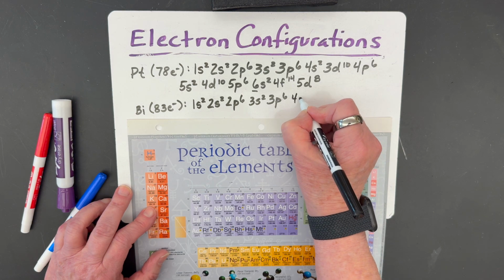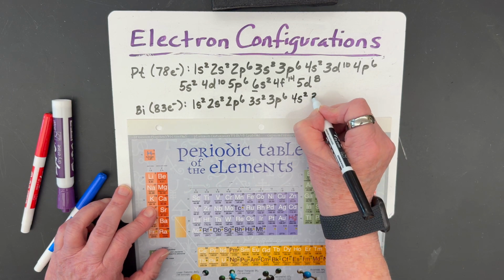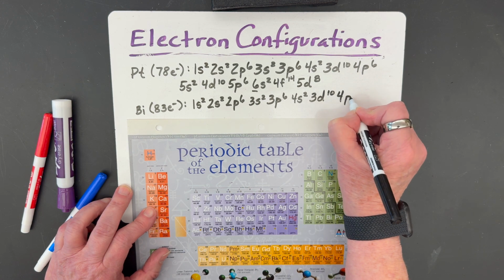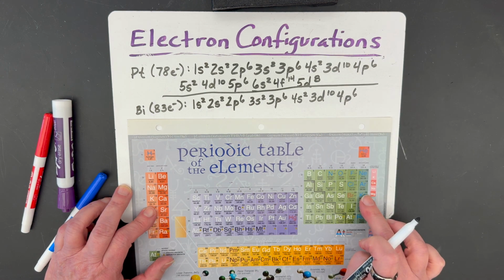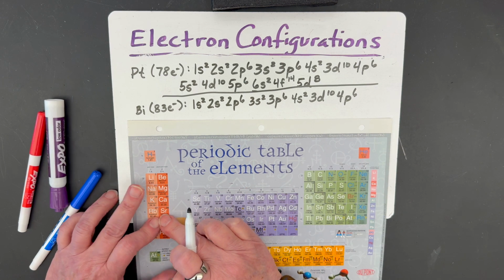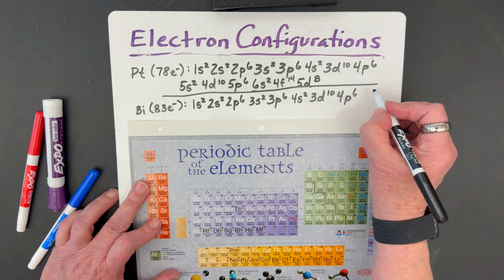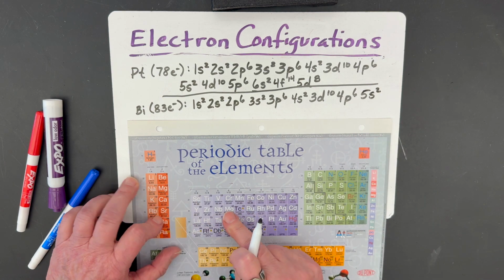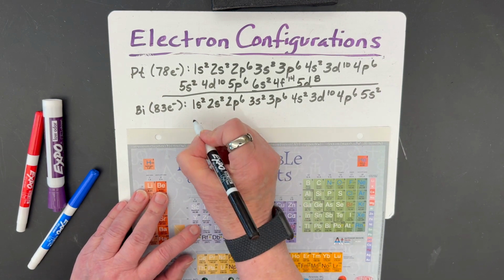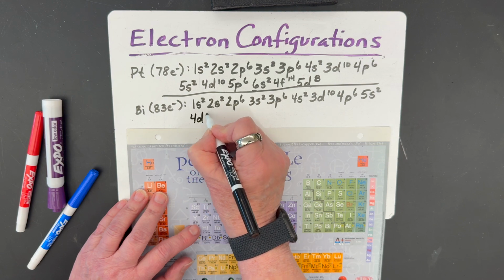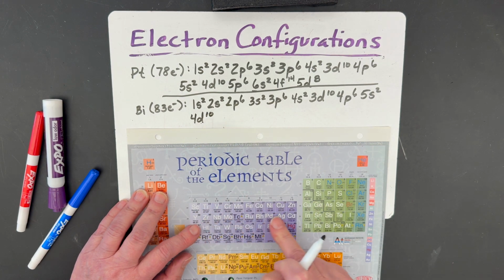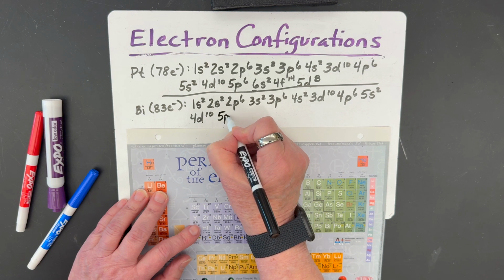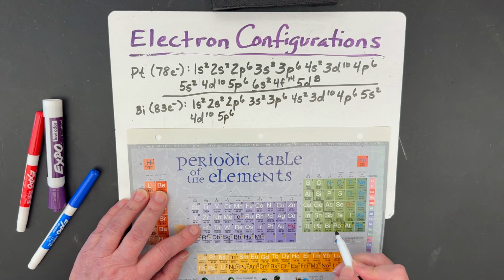Now when we get to 4, remember 4 goes S, D, P. So 4S, 3D, 4P. That's reached the edge of 4. Now we go down to row 5. We have a 5S. Then we have to go to 4D, fill it up. That gets us to 5P, and we want to fill that up as well, because remember, we're going down here to bismuth, which is 1, 2, 3, 4, 5, 6, row 6.